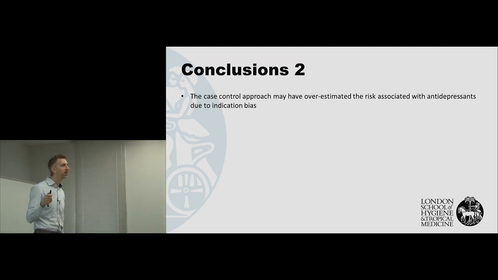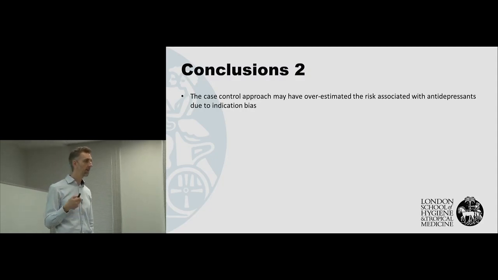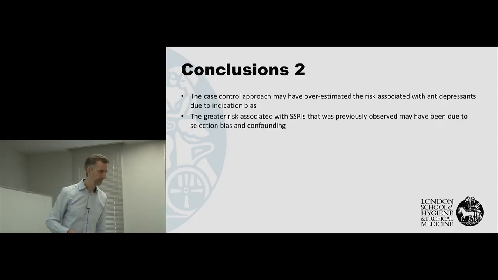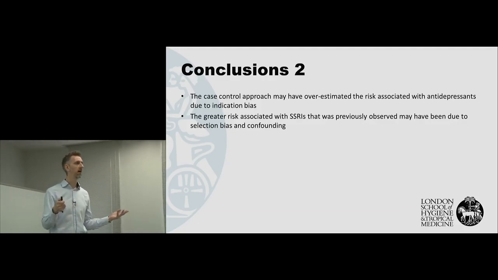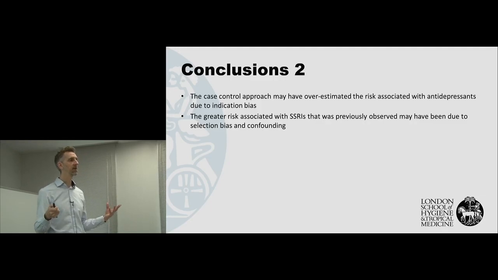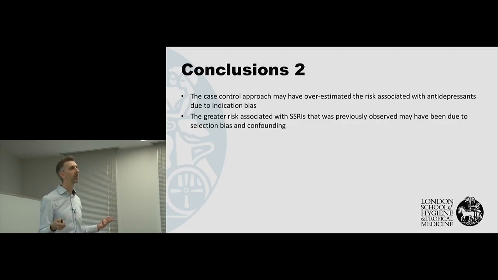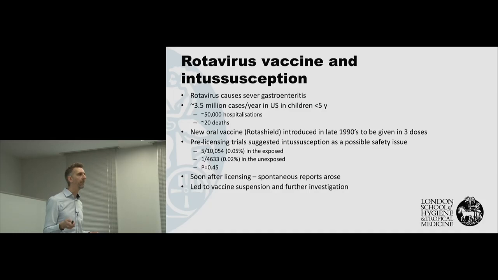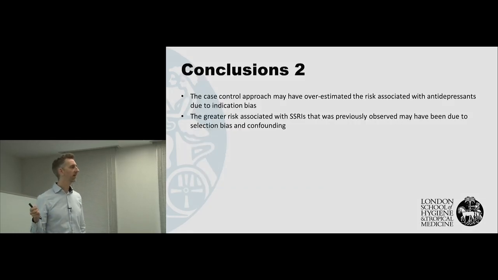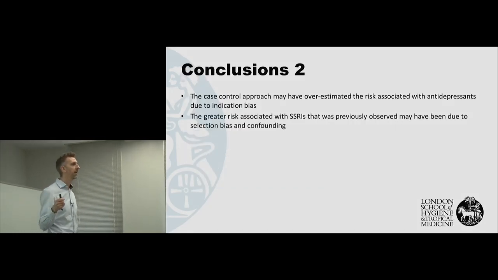They think that the case control approach may have overestimated the association between antidepressants and fracture risk, and that this was due to indication bias or confounding. And that the difference between the SSRIs and the tricyclics in the Lancet study was probably due to confounding that couldn't be handled in that case control design. Okay, so any questions about that study before we move on to the next one?